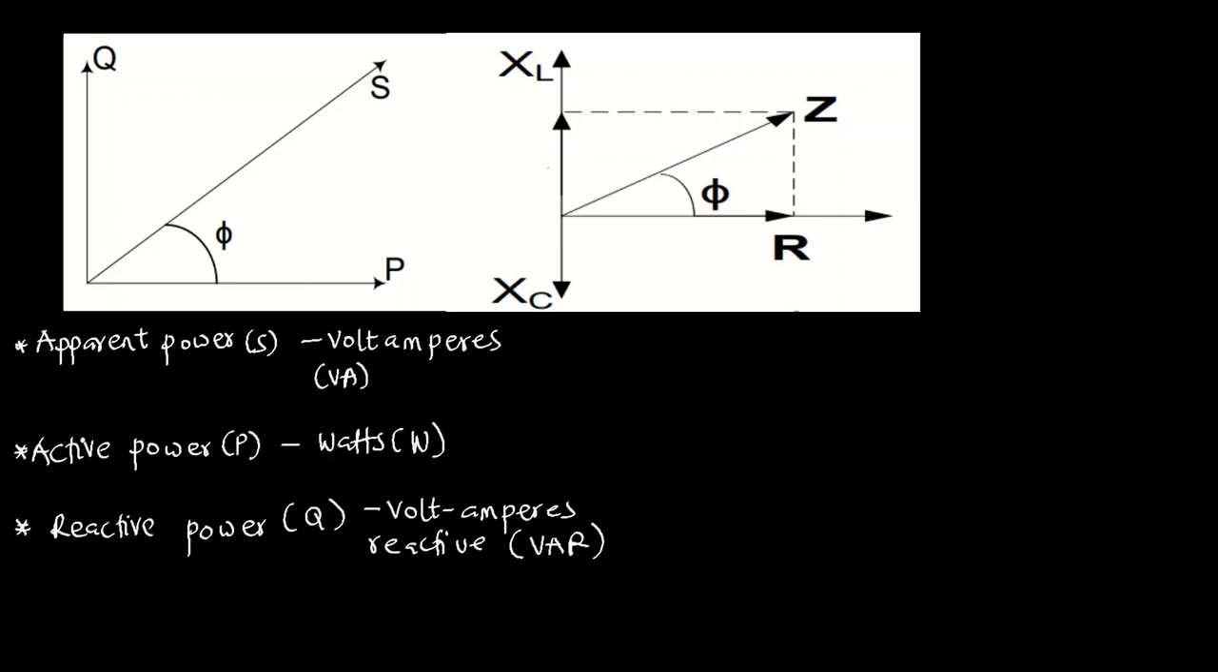What this is actually telling us is that the reactive power is normally consumed by the inductor in the circuit, and the active power or the true power is consumed by the resistor in the circuit. So these two will match, and these two will also match, and the apparent power will correspond to the impedance, which represents the total power in the circuit.